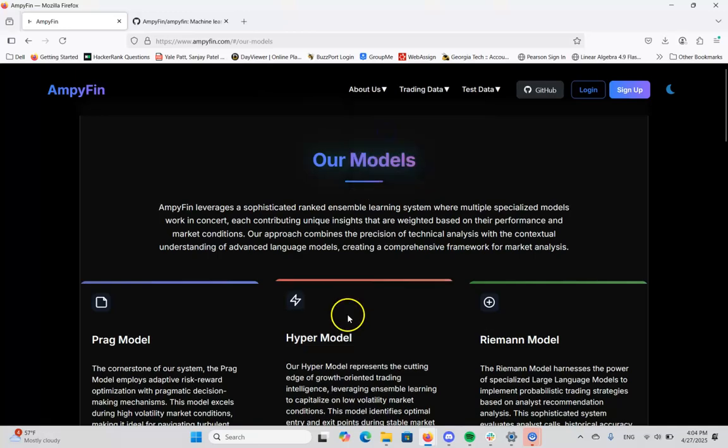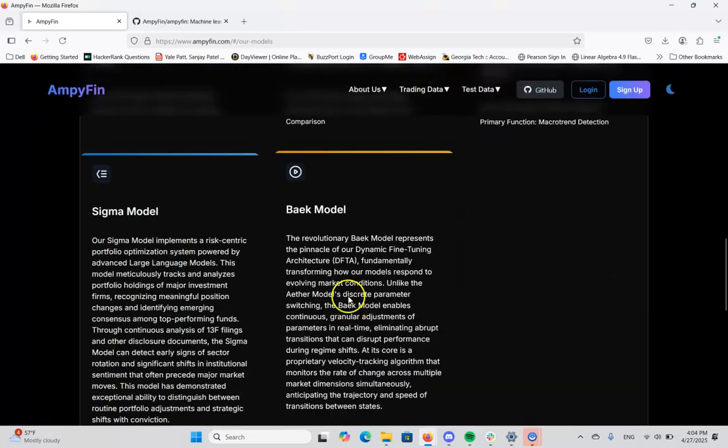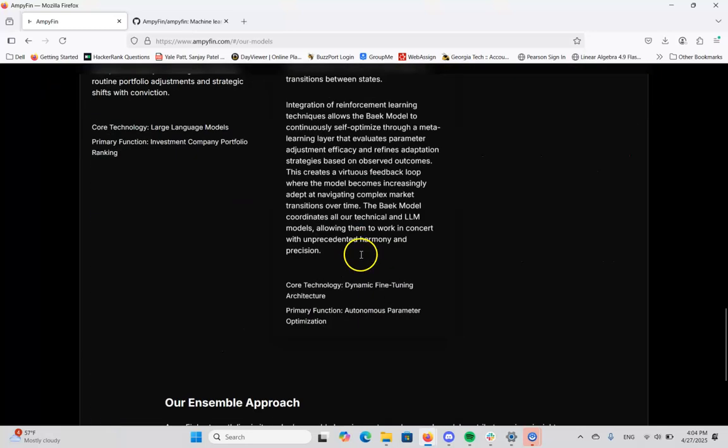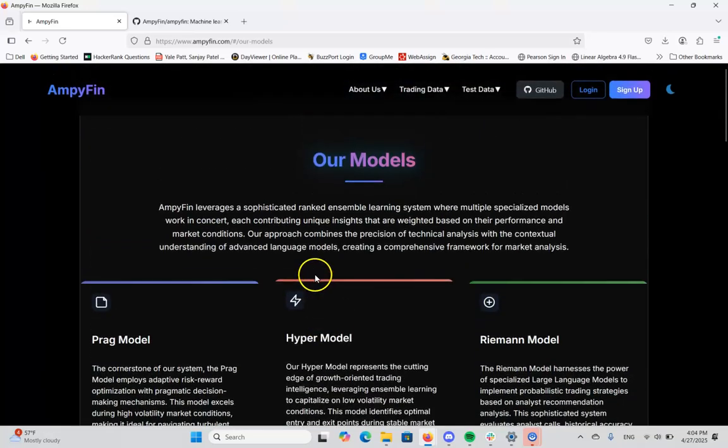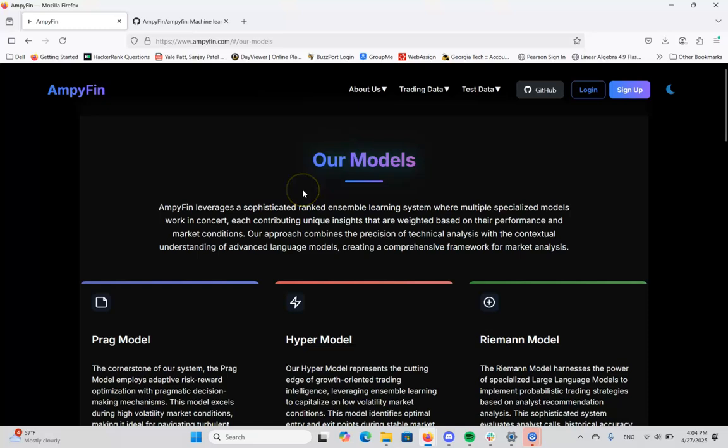So that's our models in a nutshell. Again, the bake model is not directly involved in trading. It's more of a fine-tuning architecture. It's more of a subset of our whole entire Amphithean system. But that's our 8 models in a nutshell.